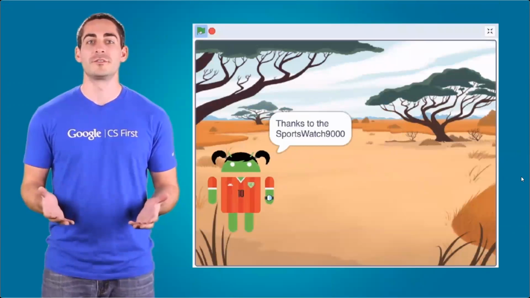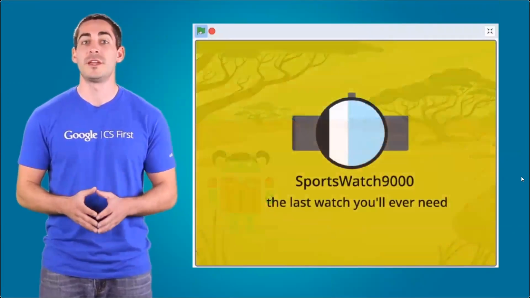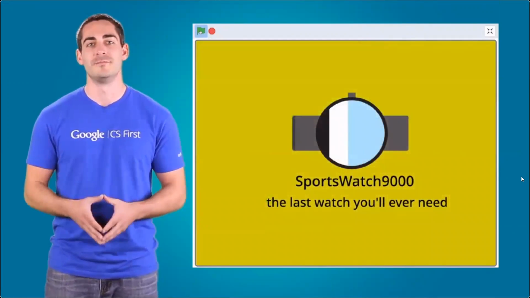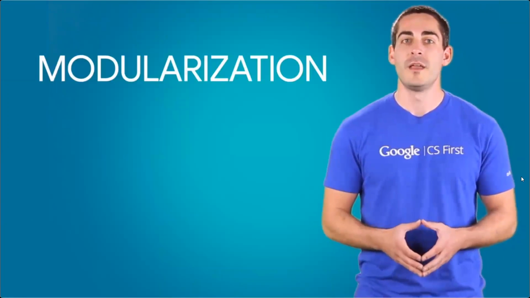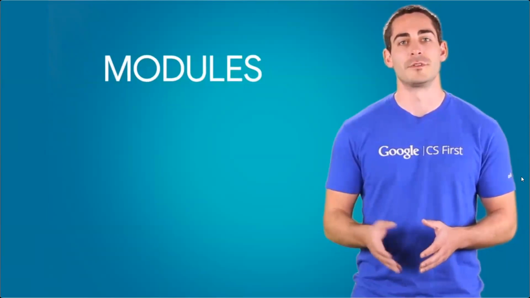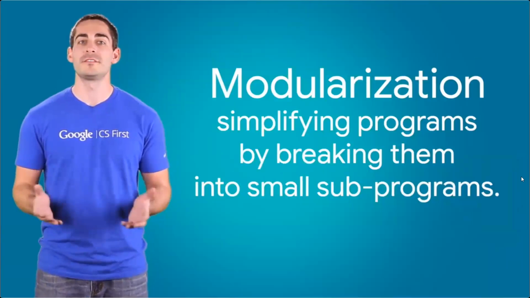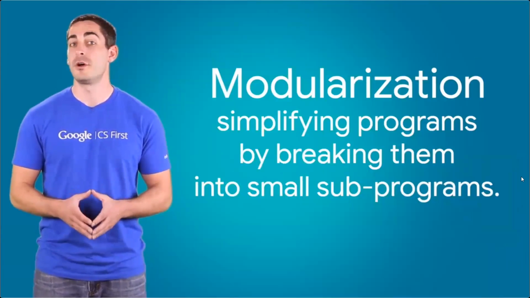Over the next few videos, you'll learn how to bring your fitness gadget to market by creating a commercial to persuade your family and friends to purchase one. As you build this project, you'll also learn about an important computer science concept called modularization. When you modularize something, you break it down into smaller pieces called modules. Computer scientists use modularization or modular programming to simplify programs by breaking them into smaller subprograms. When the modules are joined together, they make finished products like jigsaw puzzles and Lego creations.